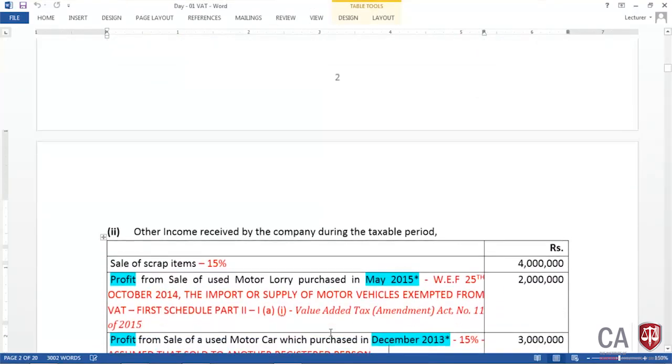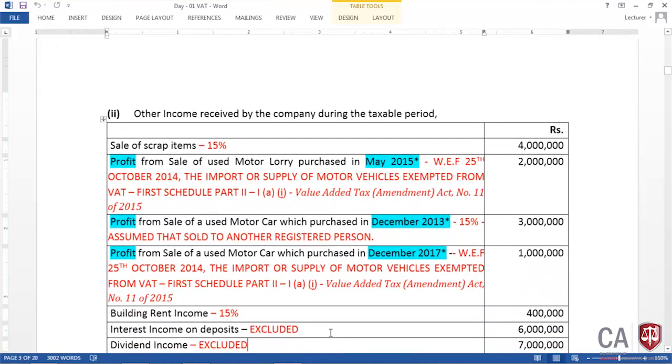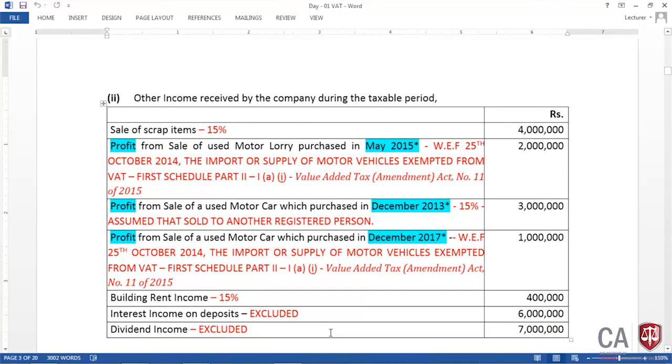Now, Roman 2, the other income received by the company during the taxable period, sale of scrap items at 15%. It is liable for 15% VAT. It's 4 million. Here we don't know whether this is sold to a registered person or not a registered person. Therefore, to have a strong answer, please provide your assumptions in the answer. Any valid assumption within the law, the relevant marks will be awarded.